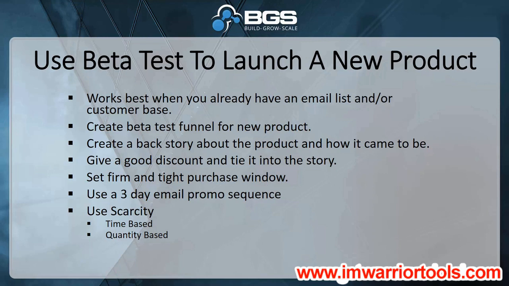Tight deadlines work. Then you want to use a 3-day promo email sequence, which is a day 1, a day 2, and a day 3. 3 emails 1 day apart. As you've learned already, that more than quadruples the effectiveness of an email campaign.